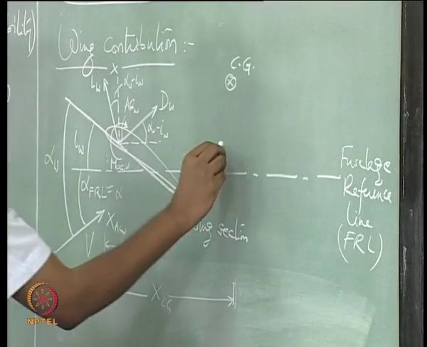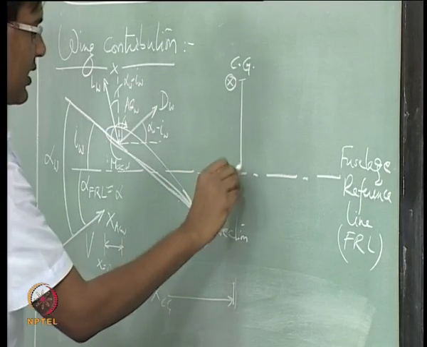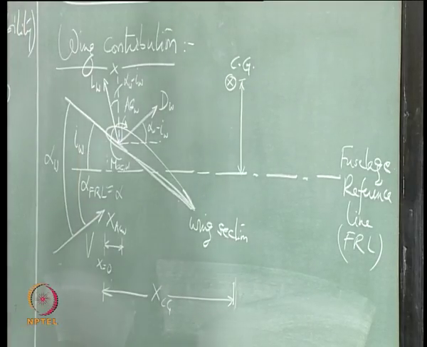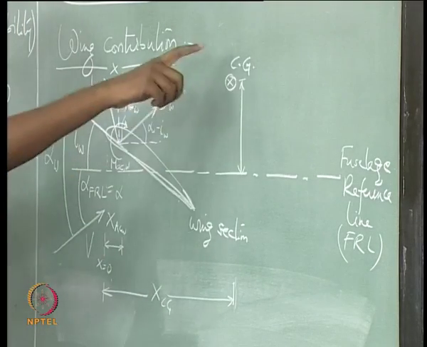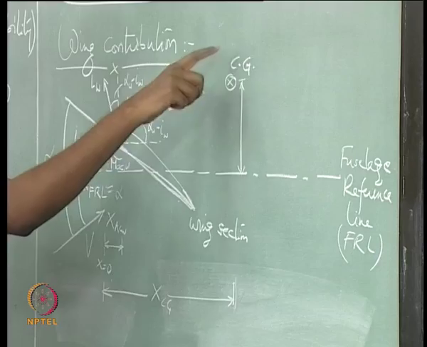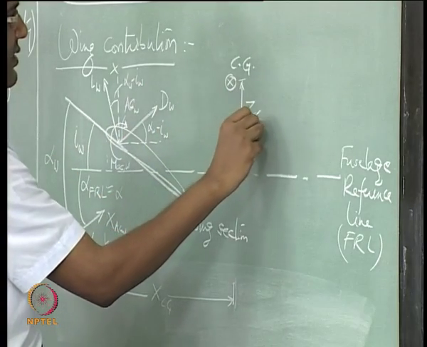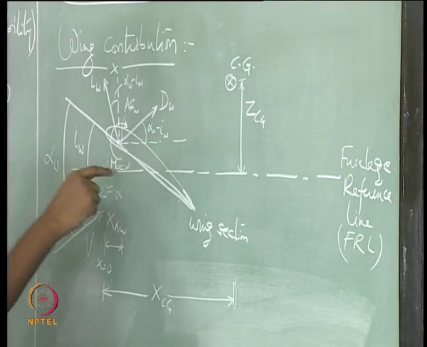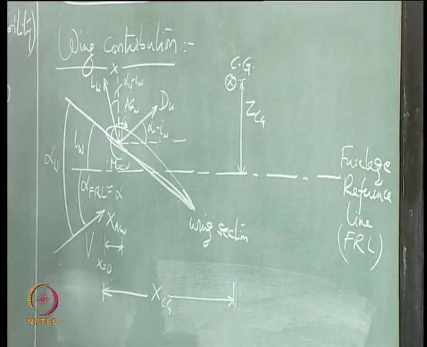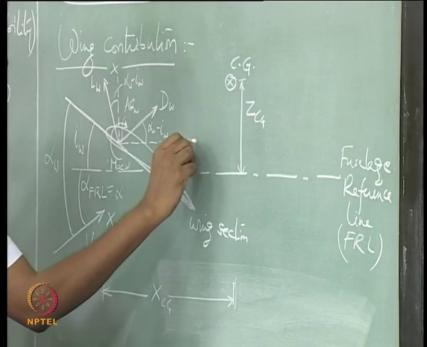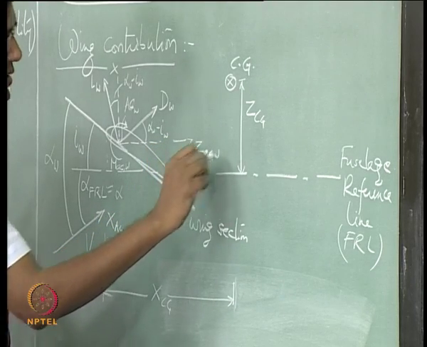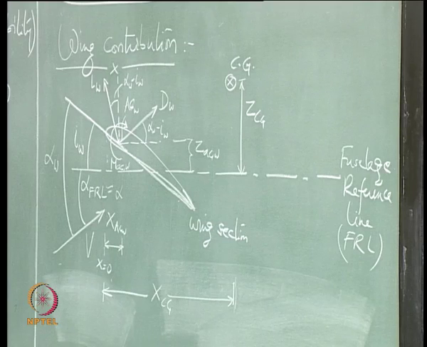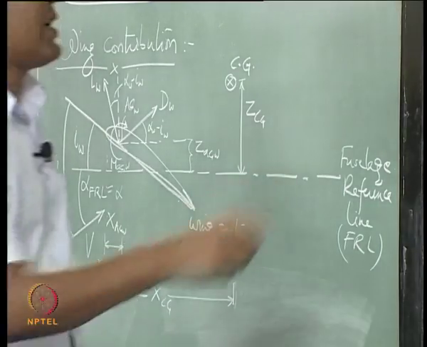We will also look at the vertical distances. So, in this case, the vertical distance of the CG from the reference line is ZCG, and the height of the aerodynamic center from the fuselage reference line is ZACW. Let us try to write down the expression for moment now.